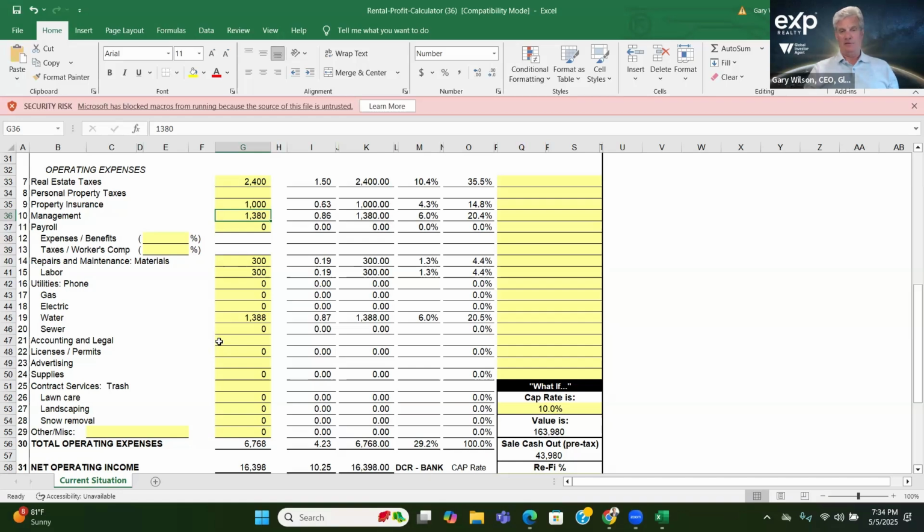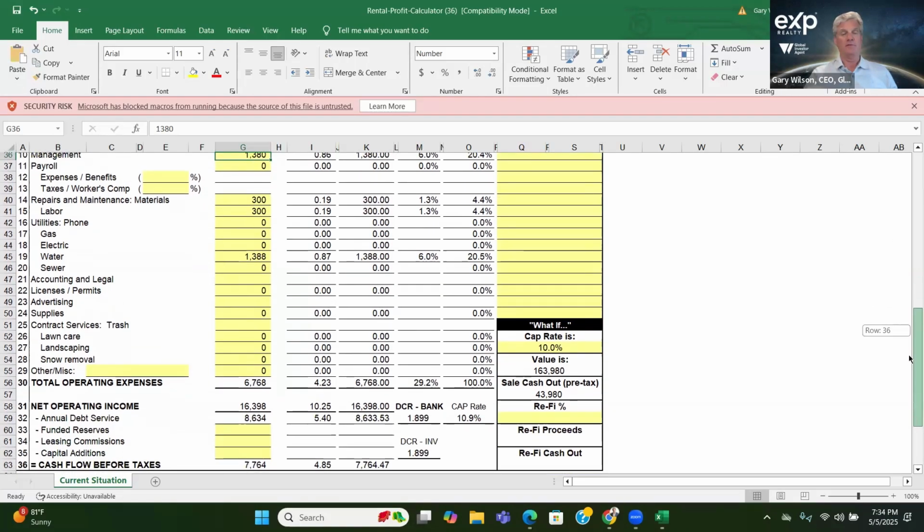you should have some accounting fees unless you do your own taxes, licensing and permits. Sometimes you've got to have an occupancy inspection every time you rent a place out. You've got to advertise vacancies. You have supplies, lawn care, landscaping, snow removal, all kinds of stuff. So, in any case, at the end of the day, Eric, I just put 1388 for water in here, and we can just leave everything else blank.